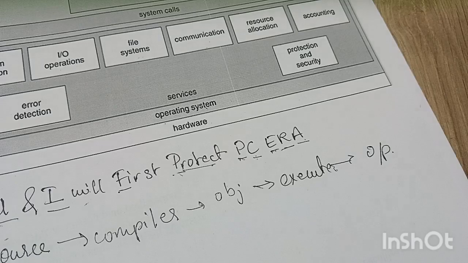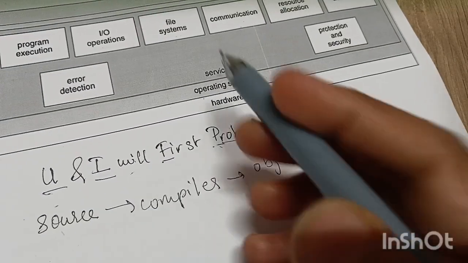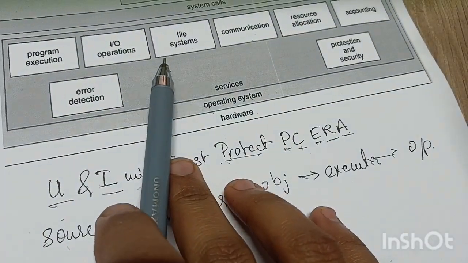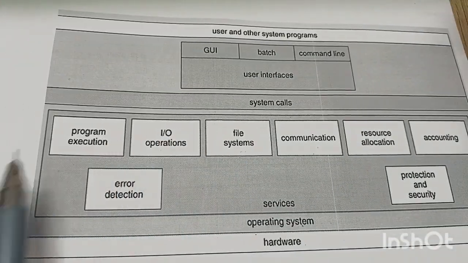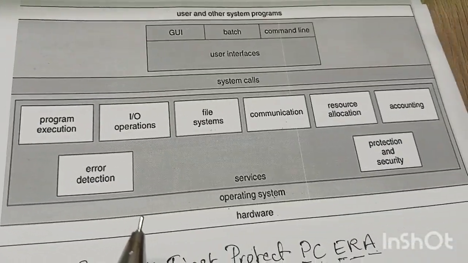So you can write a total of 9 points for this question along with this diagram. So I think this would be enough for your 10 marks question.